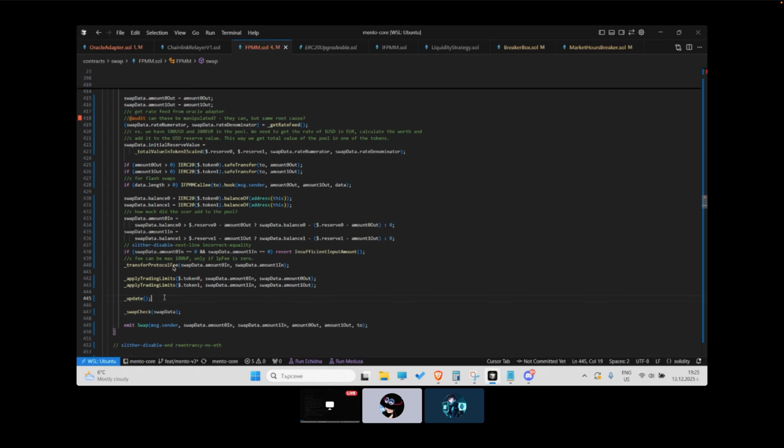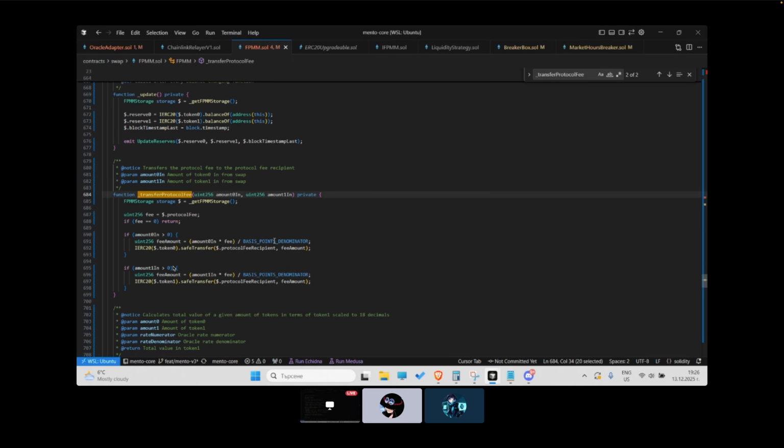Okay, but this protocol, I guess they needed to update because of this transfer of the protocol fee. That's my guess. This protocol fee is not the LP fee, right? Can you open this again just to check? Yeah, this is just the protocol fee. Okay, so now go back.